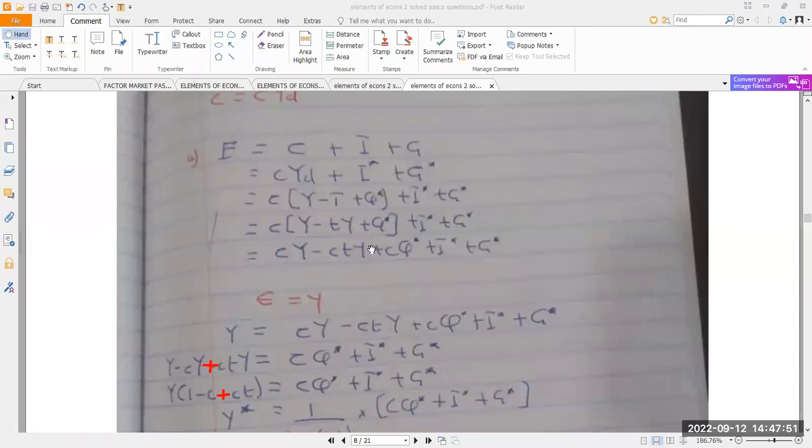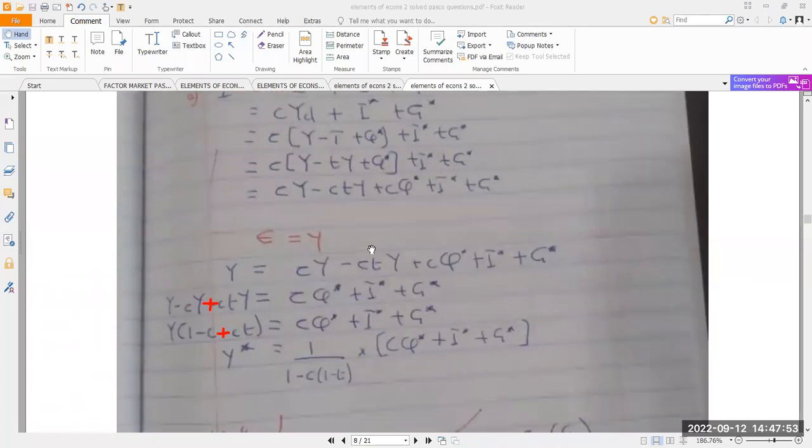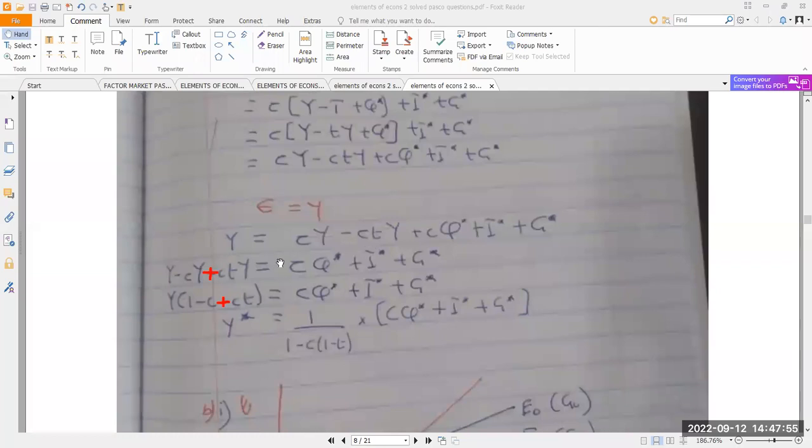Now, if you want to find the equilibrium income function, we have equilibrium when income is exactly equal to what? Expenditure. So we equate E to Y. So now Y should equal E, which is C(Y - TY) plus C0 plus I star and then G star. So we have to group like terms. We want to make Y the subject. So we send all the Y components to the left-hand side.